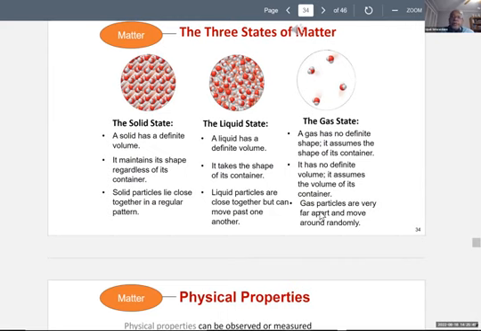Depending on the physical state of the matter, properties are different. The liquid state has definite volume and takes the shape of the container. The water molecules are close together, attracted to each other. Therefore, they can roll over each other.